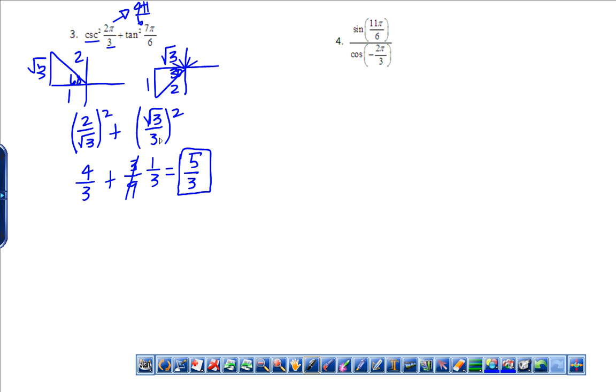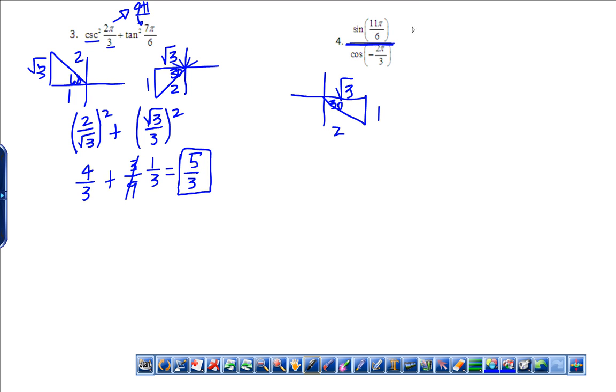So rationalized and not rationalized, it didn't matter because I squared it and the answer came out. Okay, let's look at number 4. I would go ahead and find the answers before I worry about this division. So let's find sine of 11 pi over 6. So 11 pi over 6 is almost a full circle. So that's over here, and that's going to be 30 degrees. So this is 2, 1, and root 3.